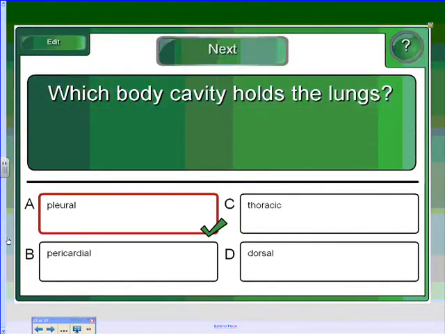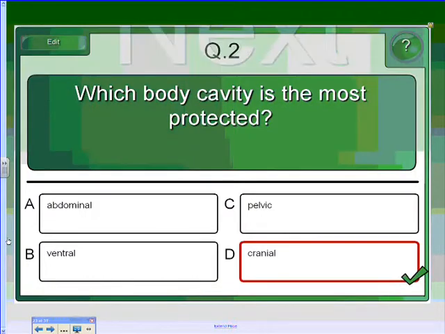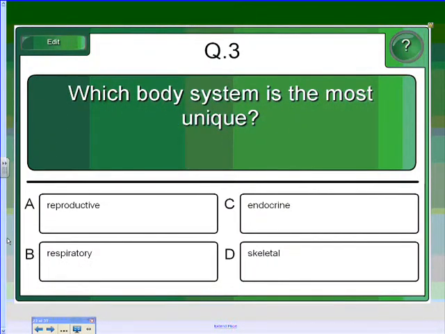So which body cavity holds the lungs? It's the pleural cavity. Which body cavity is the most protected? It's the cranial cavity.